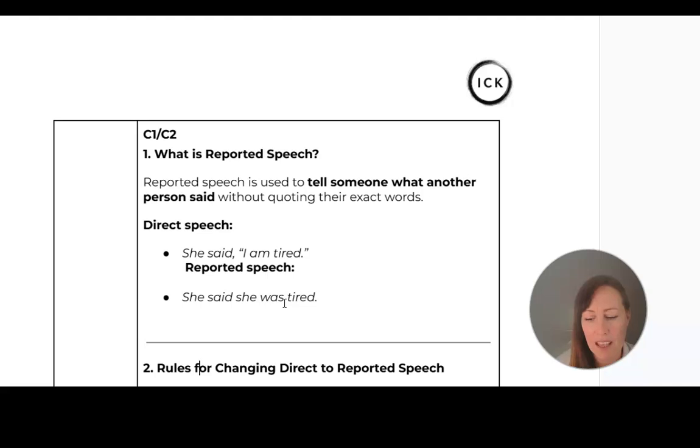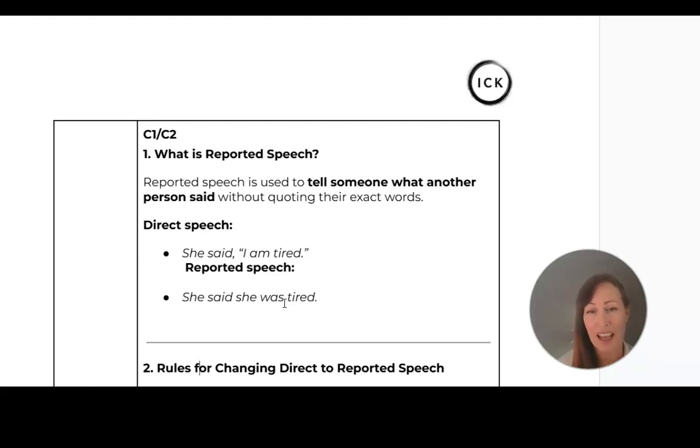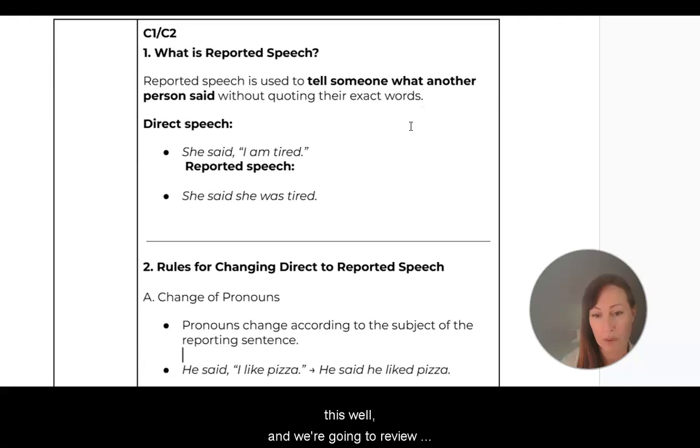Okay? Reported speech. It's useful to know at this level how to report speech because we often, for example, tell stories in the past or report something that people said or did in the past. And it's something that can be quite difficult unless you practice it. So there are some rules that you can review to help you do this well. And we're going to review them.